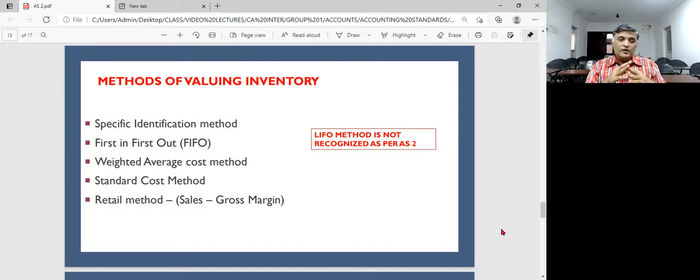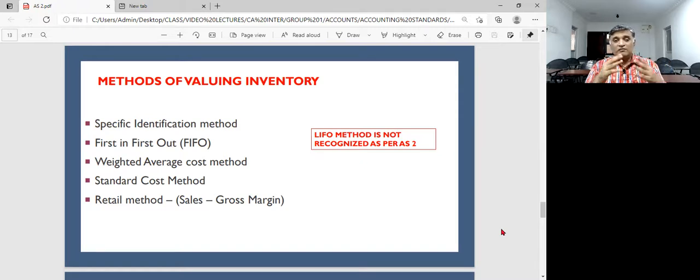That is important. Standard cost method: in many big companies, the standard cost is set on a monthly basis, and these standard costs are reviewed on a monthly basis and signed off by the manager, right? And the last one is the retail method.